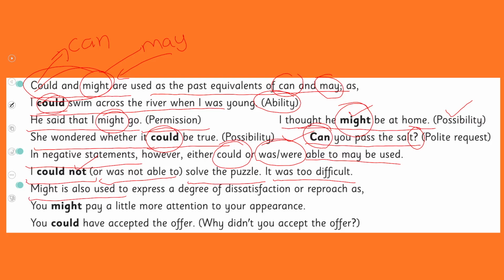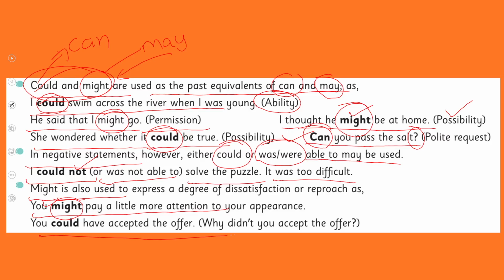Might is also used to express a degree of dissatisfaction or reproach, as in you might pay a little more attention to your appearance. Now, you are dissatisfied and having a sense of dissatisfaction with it. So you can just recommend or suggest somebody to pay a little more attention to their appearance. So you can say, you might pay a little more attention to your appearance.